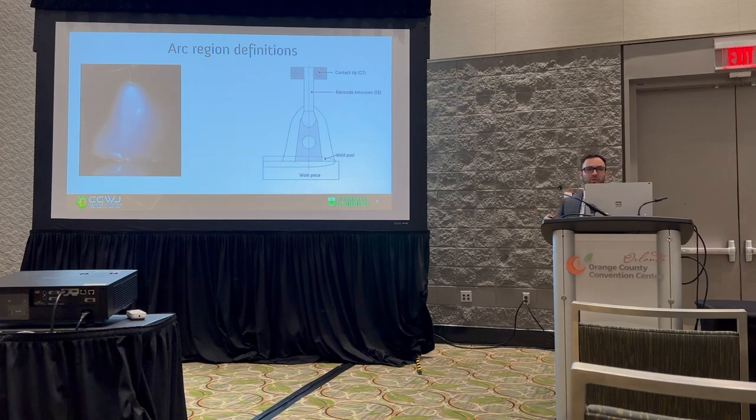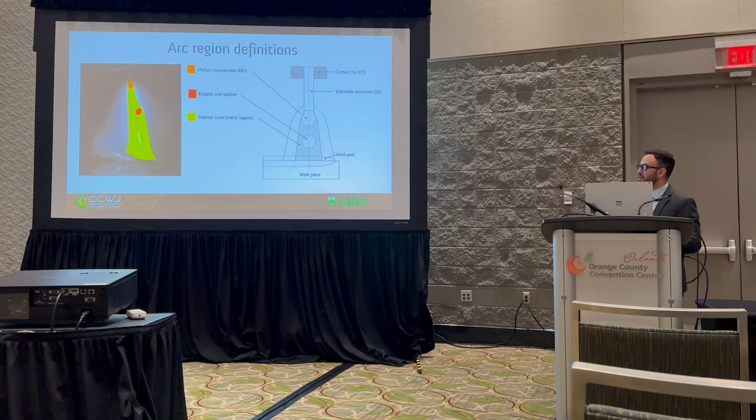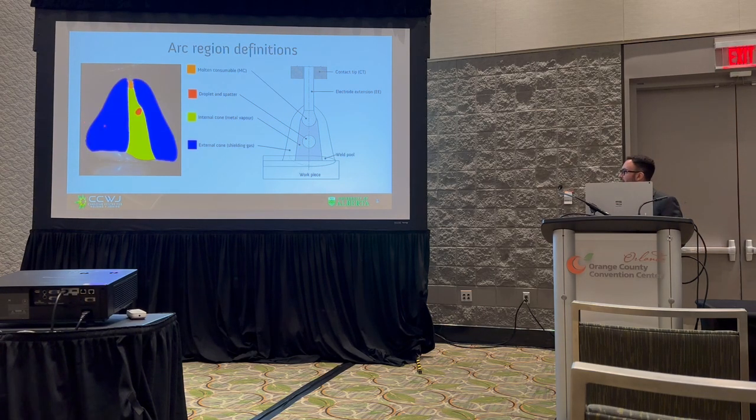The next few regions I'm going to show are the regions of interest for our model that we're going to segment. First is the molten consumable, which is essentially the droplet that's forming, not yet detached. That's highlighted in orange. Then you have the droplet and the spatter, which we highlight in red. The arc region is divided into two distinct regions: the internal core, which is primarily composed of metal vapors, highlighted in yellow, and the external region, primarily composed of shielding gas, the external cone, highlighted in blue. Everything else we label as the background, as it's not of interest to us at this time.